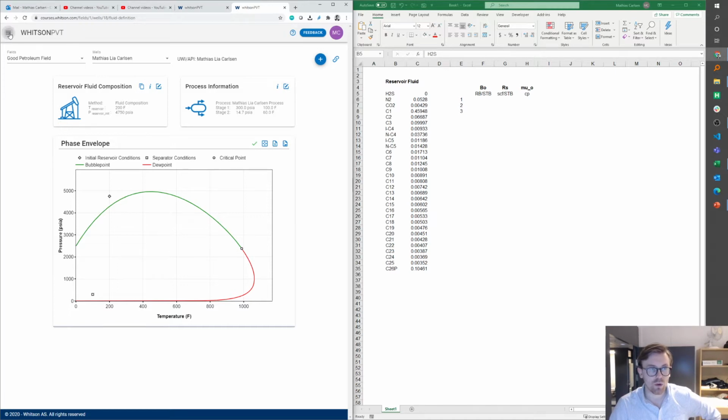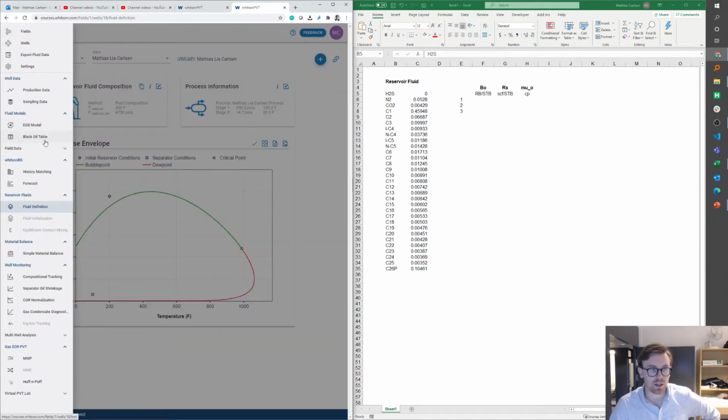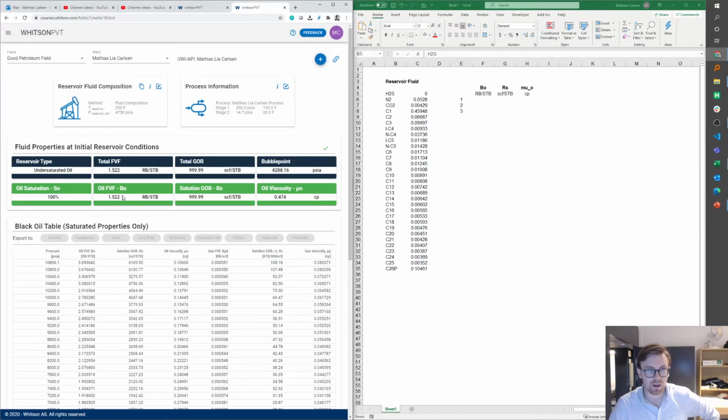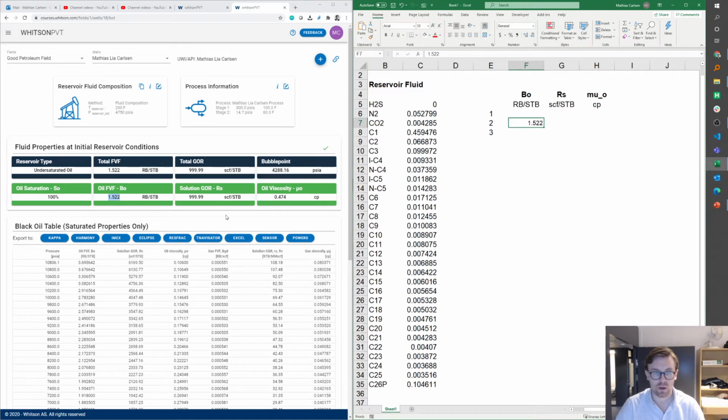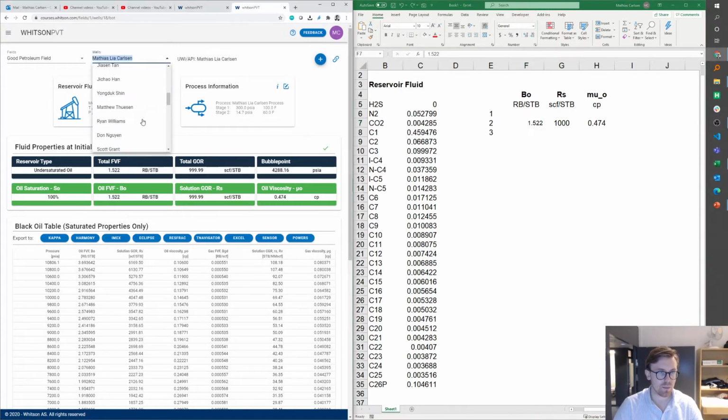And we also talked about that we had to go into the black oil table view, and for the process that was there by default, we had a formation volume factor of 1.52. The GOR was 1,000. That was what we inputted, and then we had a viscosity of 0.474. Okay, I don't know what happened there. Okay. The second, so I've cheated a little bit, but I'll just convince you.